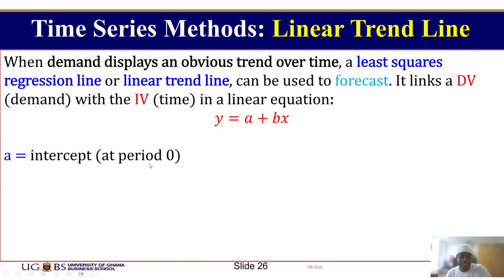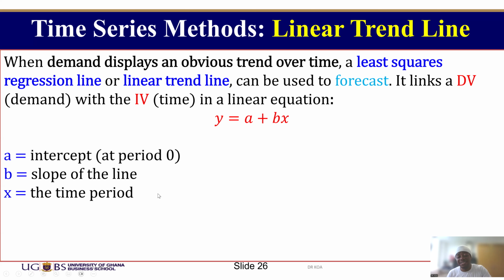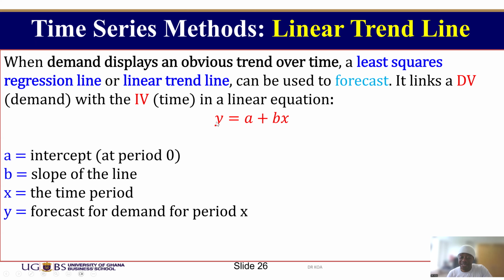Now, what are the elements? A is an intercept, I've said it. And since A is representing time, A will start the time or the period at period 0. B is the slope of the line, X is the time period, and the forecast for the X is the Y.